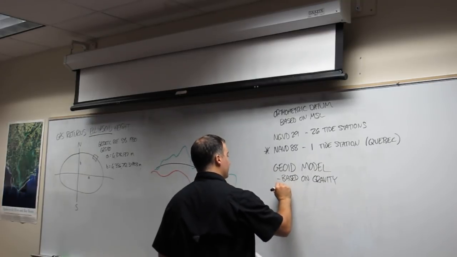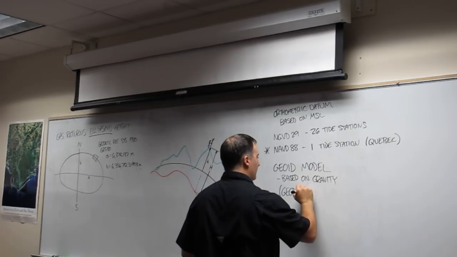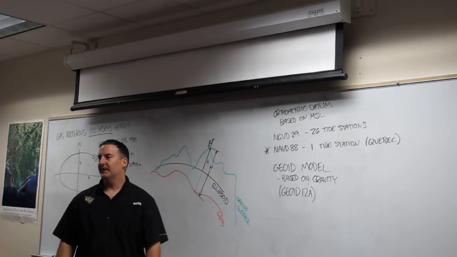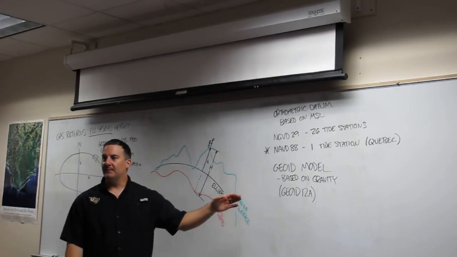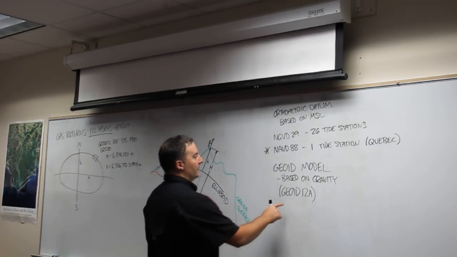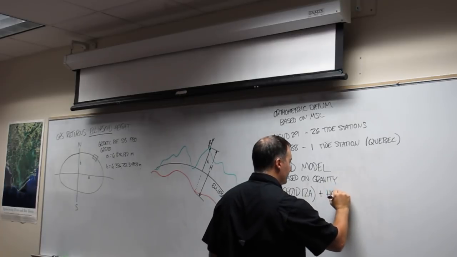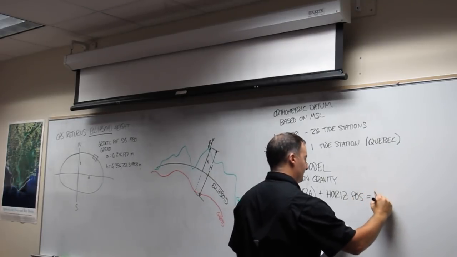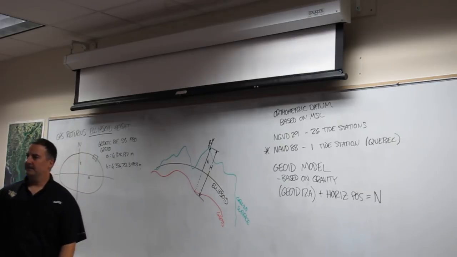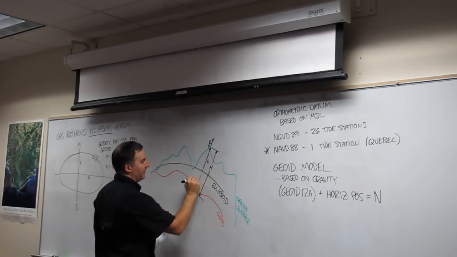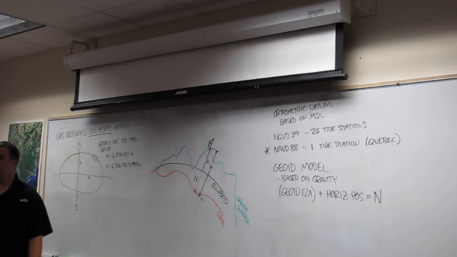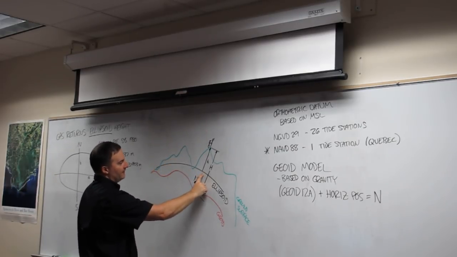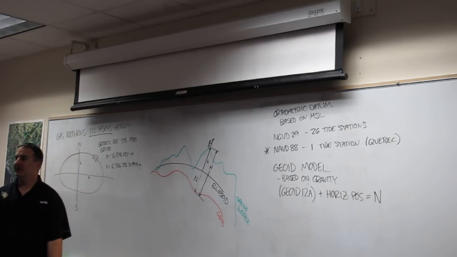The current one is Geoid 12A, so it uses data from 2012. As we get better gravitational measurements, they keep updating the geoid model. So the geoid model plus our horizontal position gives us our geoid height, and that is this distance right here. If we know our position, we can draw a line and calculate the distance between the ellipsoid and the geoid.